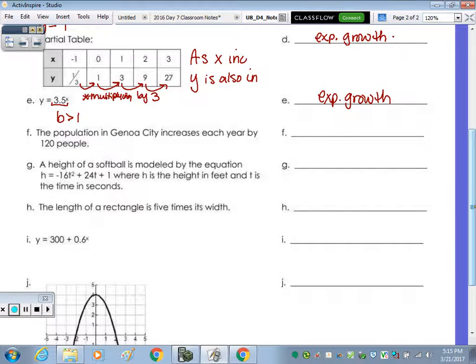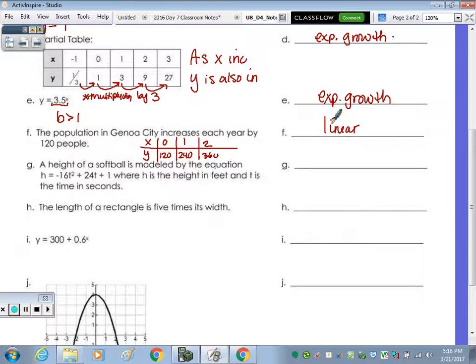F. The population in Genoa City increases each year by 120 people. So if you think of your x and y, okay, so we're at 0, 120, and then at year 1, we're going to increase by 120, so 240. Year 2 plus 120 is 360, so on and so forth. Since, again, you're adding the same amount, this is linear. Your rate of change is constant.